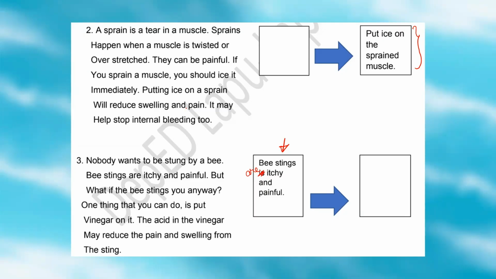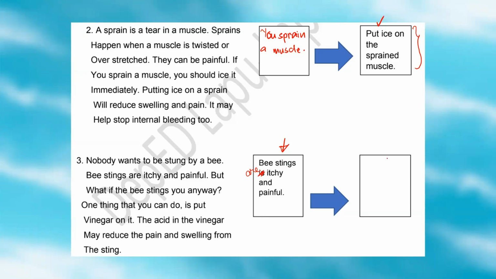Let's move forward and give the answers for number 2 and 3. So, what should we put ice on? You can simply say, you sprain a muscle. That's enough as a problem that can be solved by doing this one.